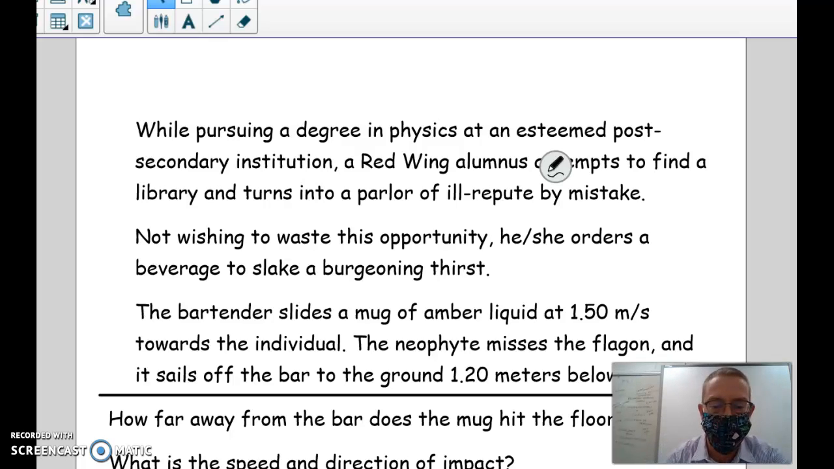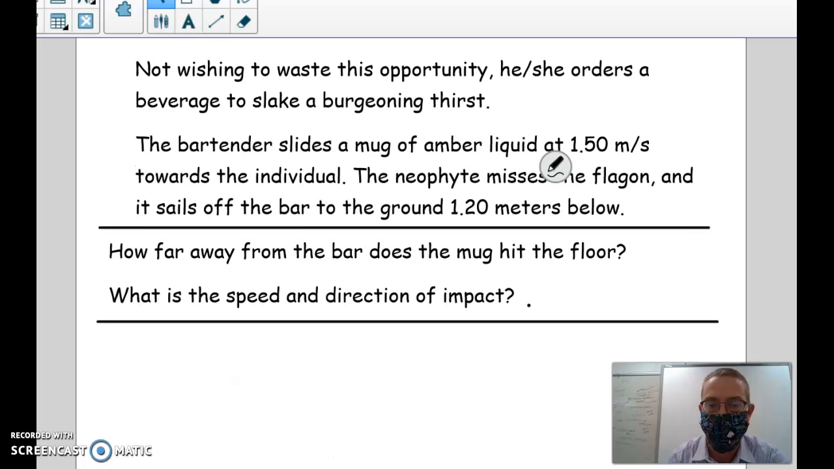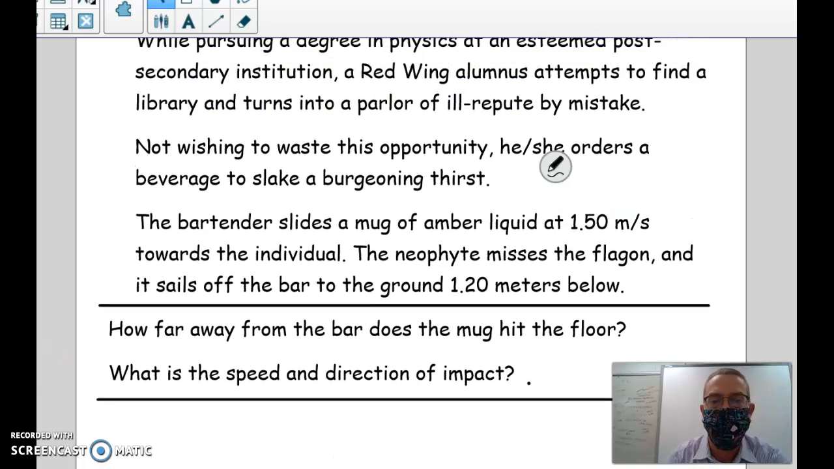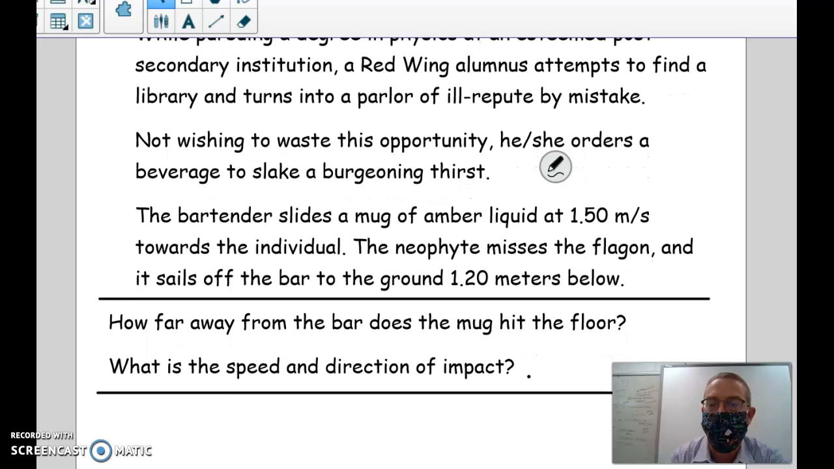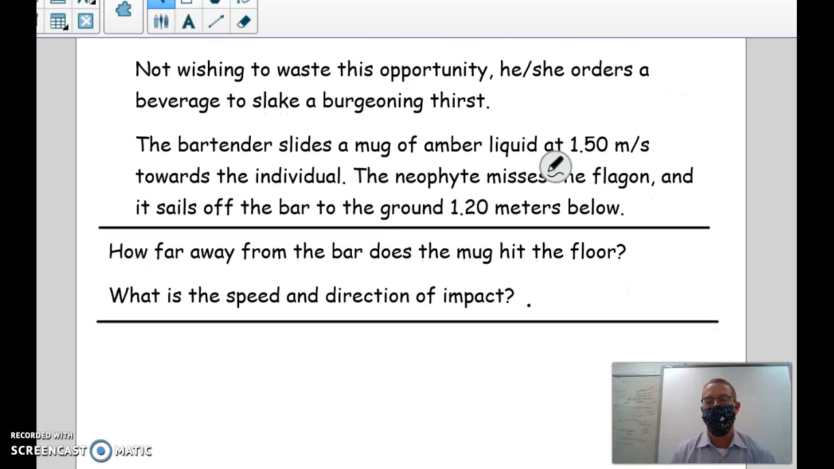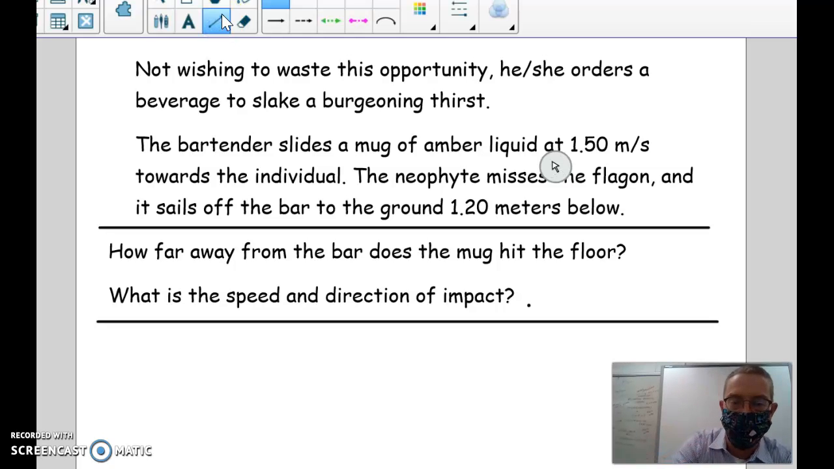Okay, so here's the problem at hand. We have one of our less esteemed graduates pursuing a degree in physics at some type of school, and they are going to end up trying to collect a beverage. Now, this beverage slides this flask. Okay, so let's kind of draw this situation here.